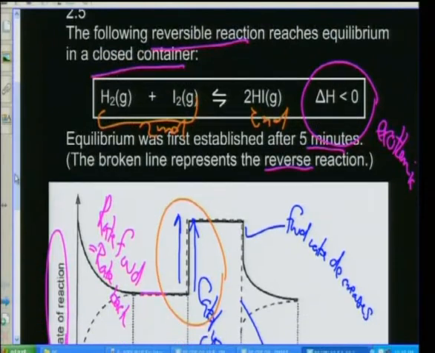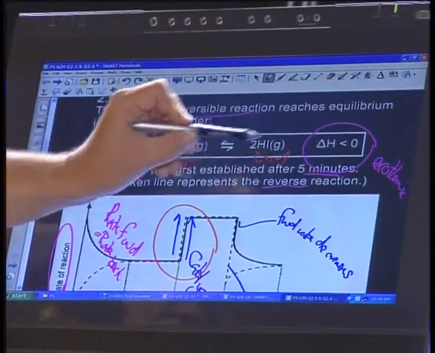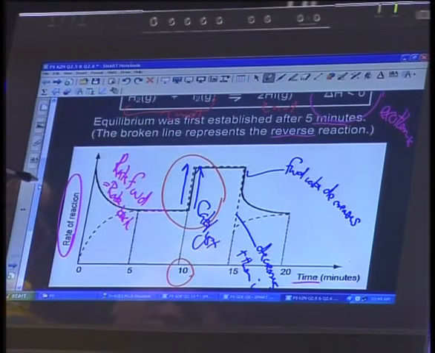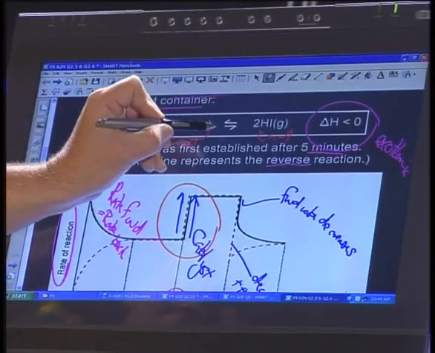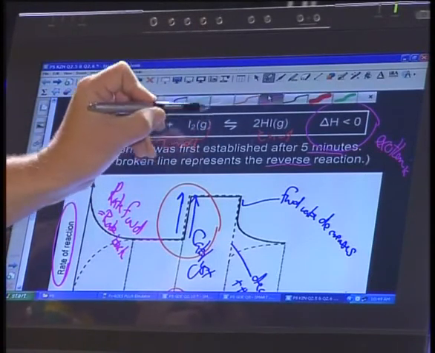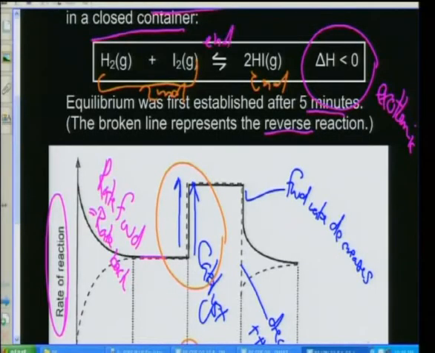So we recognize the forward reaction is exothermic. The reverse reaction is endothermic. So what we've got is the reverse reaction here is endothermic.